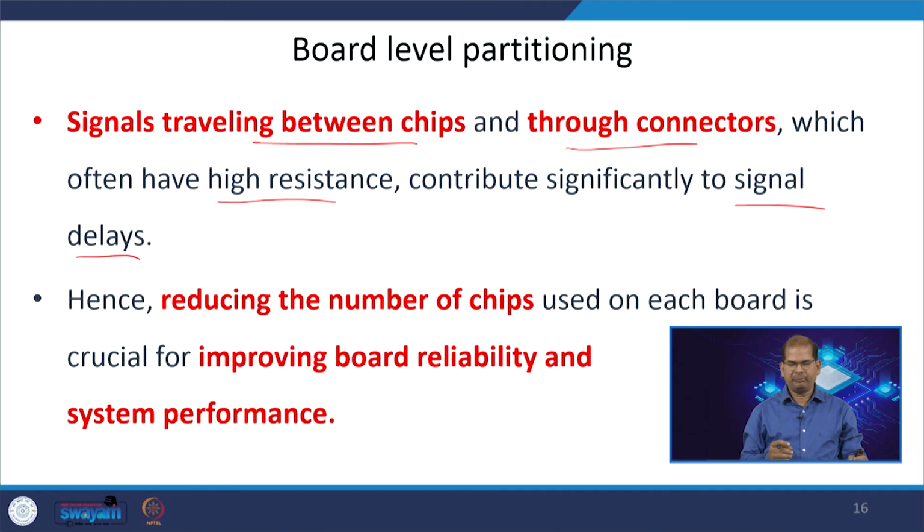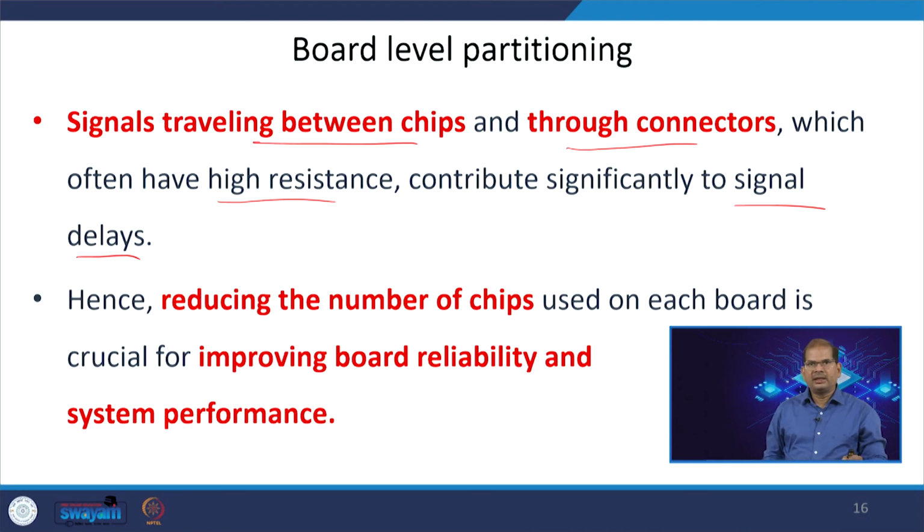If the signal traveling between the chips and through the connectors comes in the critical path of my design, then the overall speed will be sacrificed. So, we need to look for the critical paths in the design so that those paths can be optimized properly. At the board level, what can you do? We cannot change anything inside the chip because we buy the chips from the market, but we have a lot of flexibility in how we route the interconnects inside the PCB.